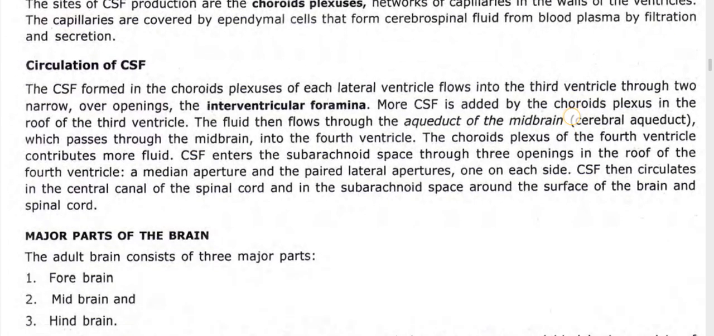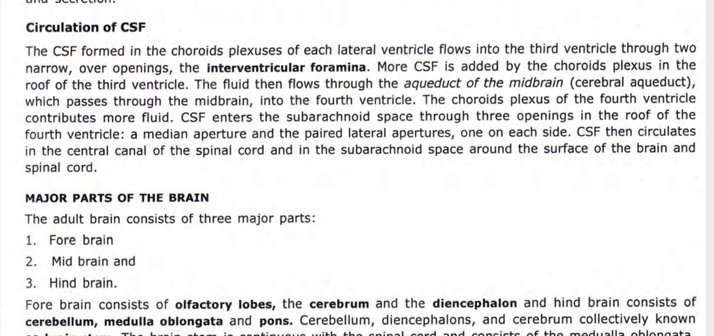Circulation of CSF. The CSF formed in the choroid plexus of each lateral ventricle flows into the third ventricle through two narrow oval openings, the interventricular foramina. More CSF is added by the choroid plexus in the roof of the third ventricle. The fluid then flows through the aqueduct of the midbrain, the cerebral aqueduct, which passes through the midbrain into the fourth ventricle.